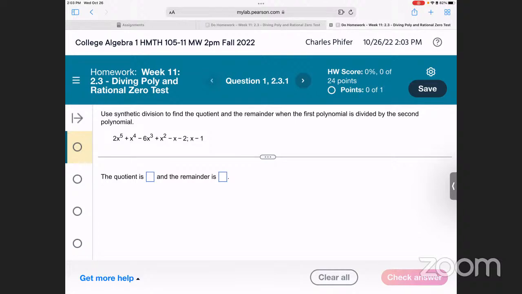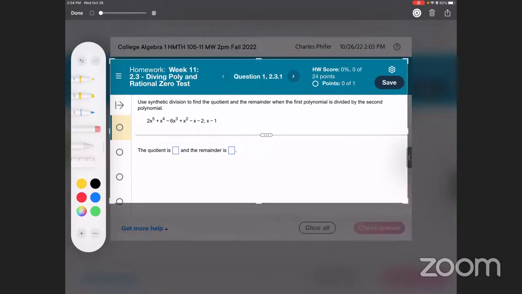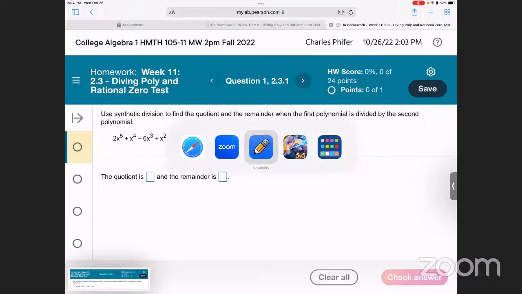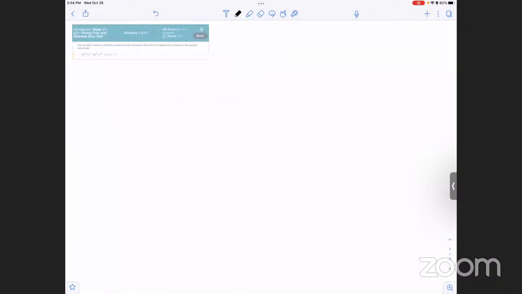Let's see. So here we're actually using synthetic division to find the quotient and remainder when the first polynomial is divided by the second. Okay, so let me go ahead and get a copy, and let's take this and work over on Notability here.